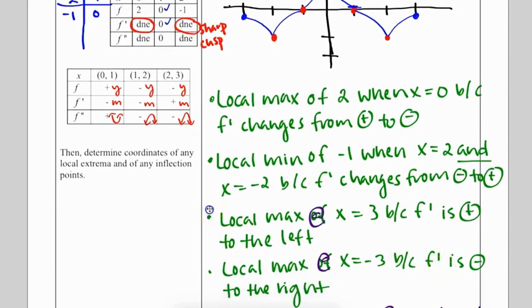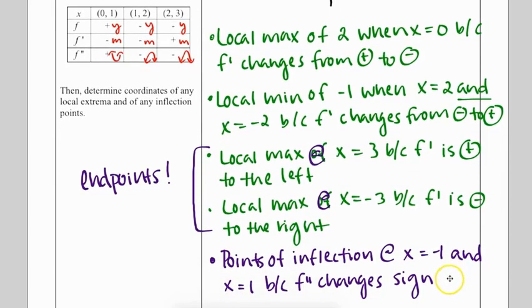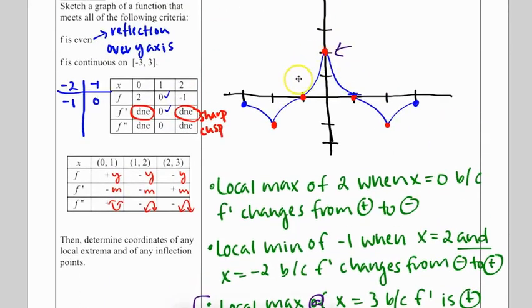So remember, take your endpoints into consideration. It's easy to forget about them because we're so focused on those critical values. Okay, and then our points of inflection. So we had 2 of those. We had a point of inflection at x equals -1, and we had a point of inflection at x equals 1. So here and here.